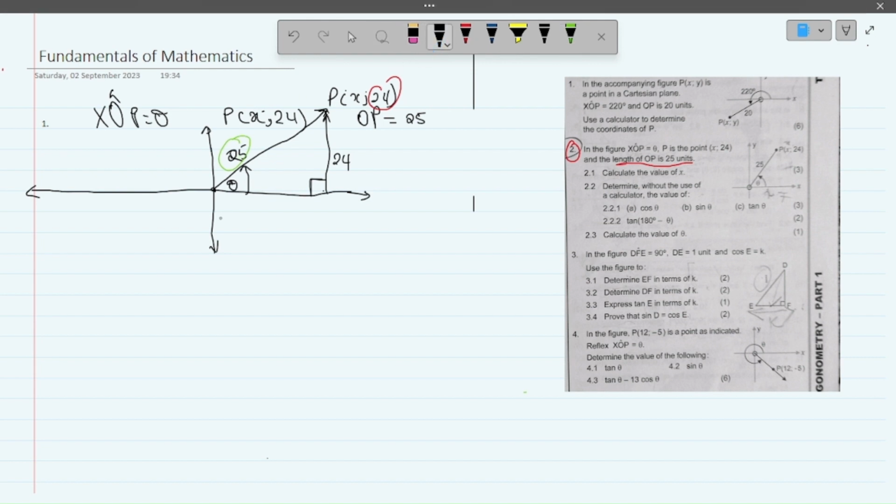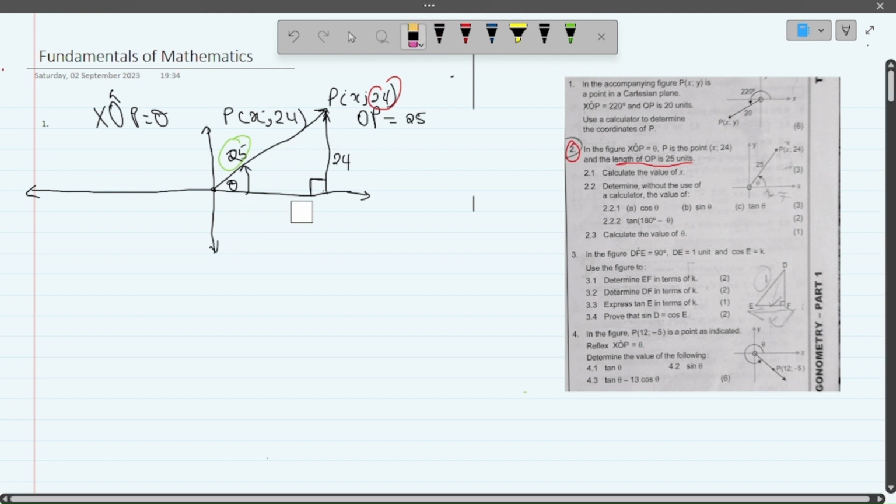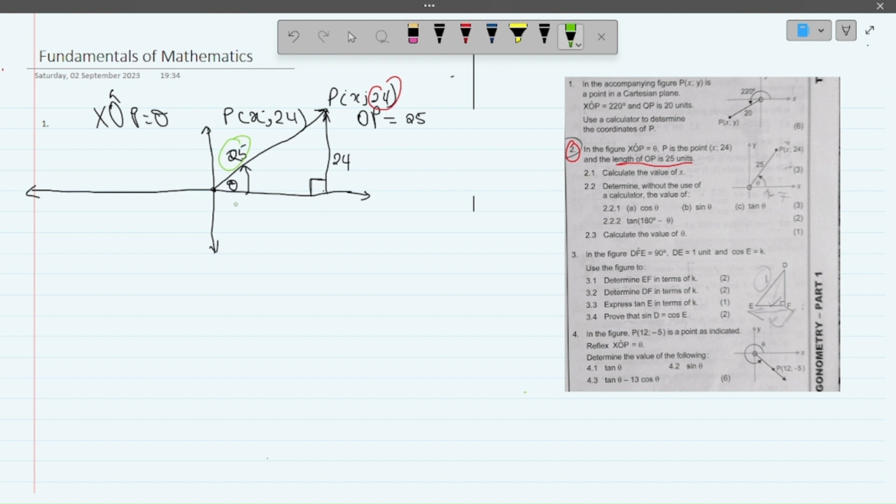So the first thing that you need to do in this type of question is to look for this horizontal side. Look for your X before you do anything. The way you find your X is by using the Pythagorean theorem.